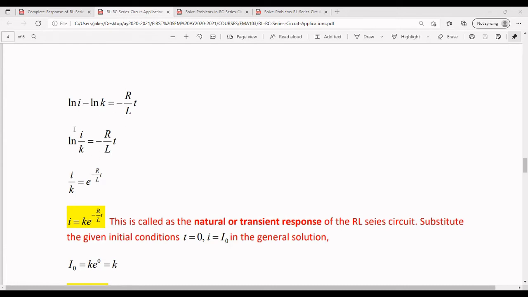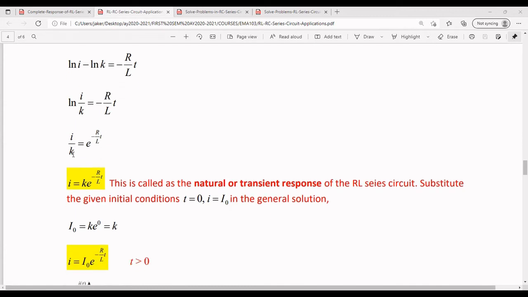And if you want to eliminate the ln and have an expression that will solve for the current in your RL circuit at any time t, then you may raise both sides of your equation to e. Or rather, you make this as the argument of the e. If you do that, you will be left with I over K on the left side, and you have e raised to negative R over L times t on the right. Now then, transferring the K on the other side, this is now your finished working equation for an RL circuit.